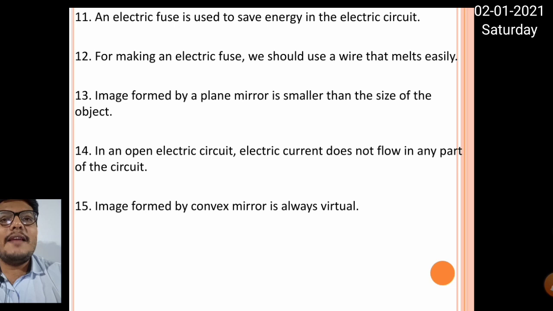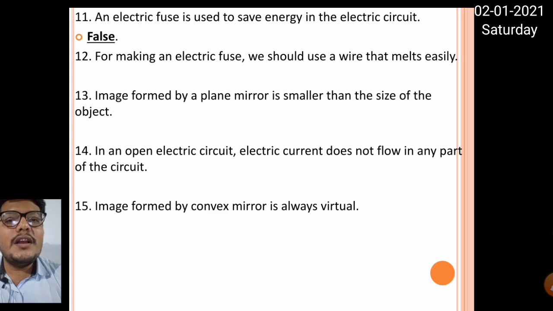See the next one here, number 11, an electric fuse is used to save energy. The purpose of keeping the fuse is to keep our appliances safe, right? So this statement is wrong. It doesn't save the energy.